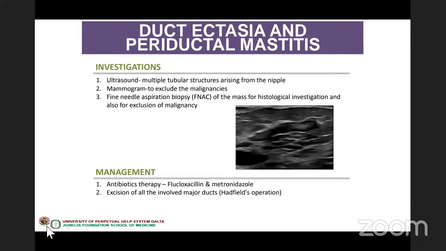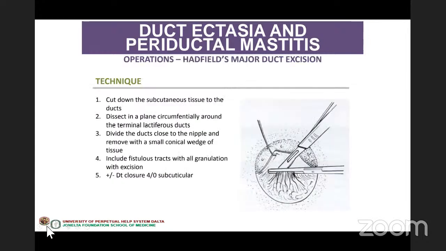This is Hadfield. This is the process. You dissect the plane, you divide the ducts, and remove a wedge of tissue and include whatever fistulous tracts with all granulation with it, and then you close it with a 4-0. Okay. Another benign condition would be fat necrosis.